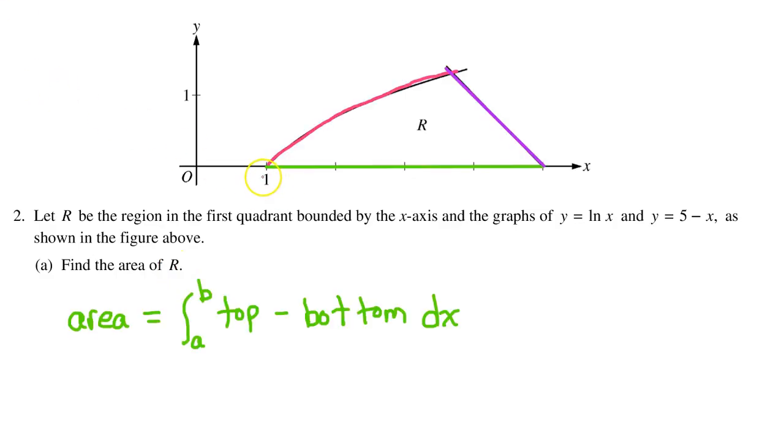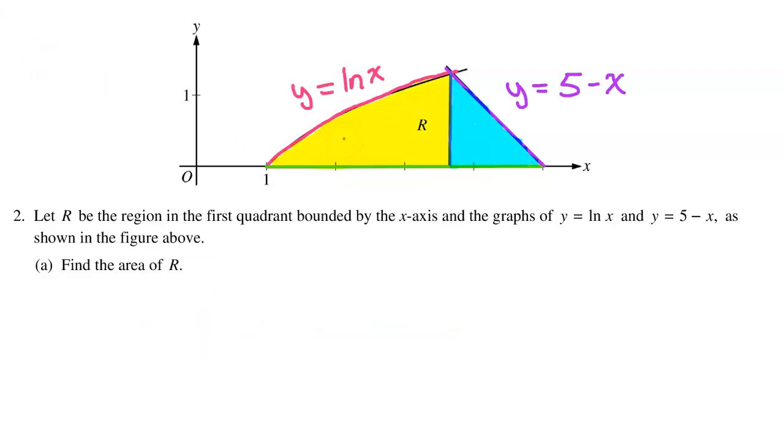If you integrate with respect to x, you can find the area between two curves by integrating the top function minus the bottom function. For this problem, we will have to write two separate integrals and add them together because the top function changes from the red function, natural log x, to the blue function, 5 minus x. But first, we need to find the x-coordinate of the intersection between the two.